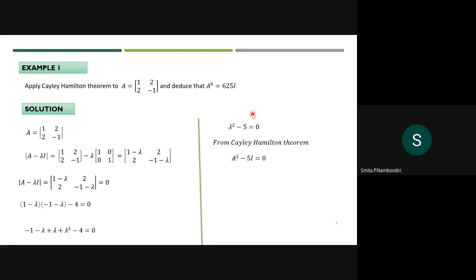So this is the characteristic equation, and from Cayley-Hamilton theorem, whatever is your lambda, replace lambda by capital A in the matrix. तो lambda के बदले A put करना है, so we will get A square minus 5I equal to 0. ठीक है? Now from this we have to get A raised to 8 is equal to 625I. ठीक है? तो हमारे पास है A square minus 5I equal to 0 from Cayley-Hamilton theorem. Now we have to get A raised to 8. अगर मैंने इसको एक साइड में रखा तो I will get A square equal to 5I. Square both the sides, तो कितना हो जाएगा? A raised to 4 equal to 25I. Again square once more. तो क्या हो जाएगा, A raised to 8 is equal to 625I.